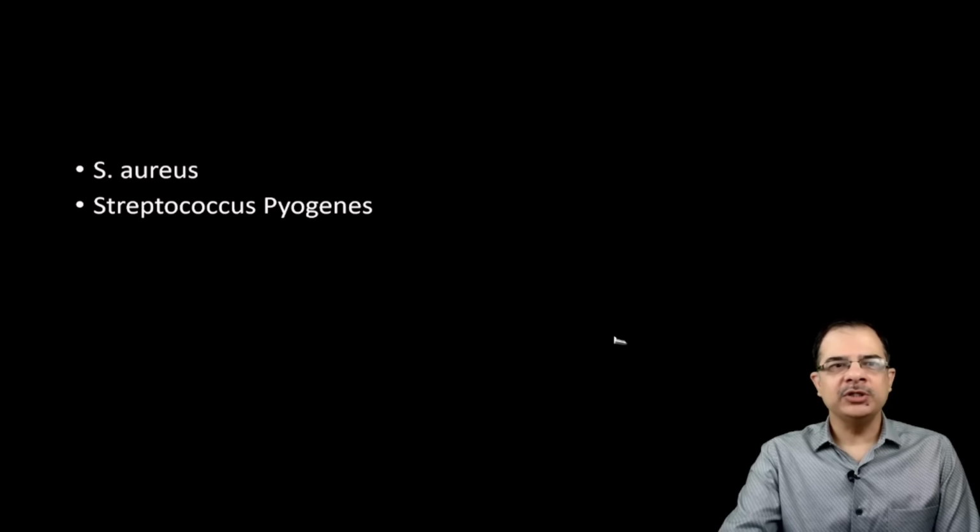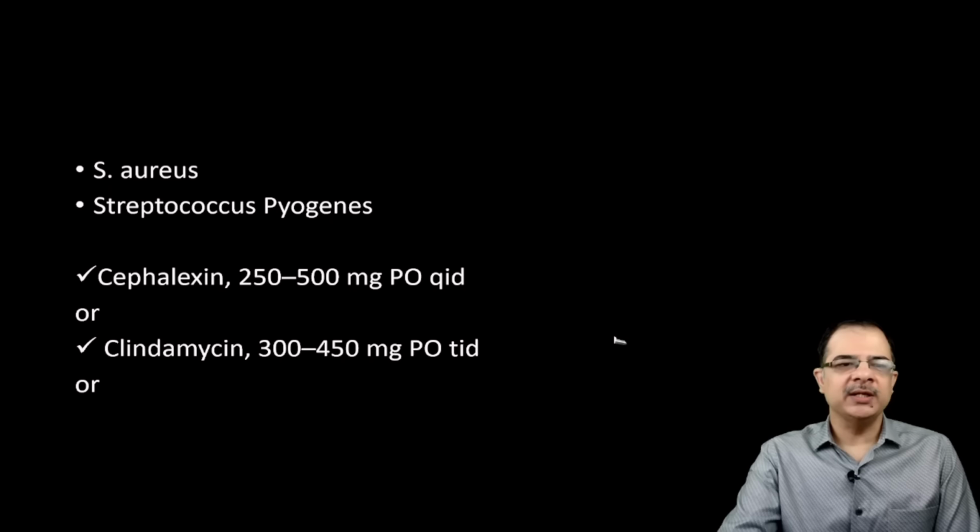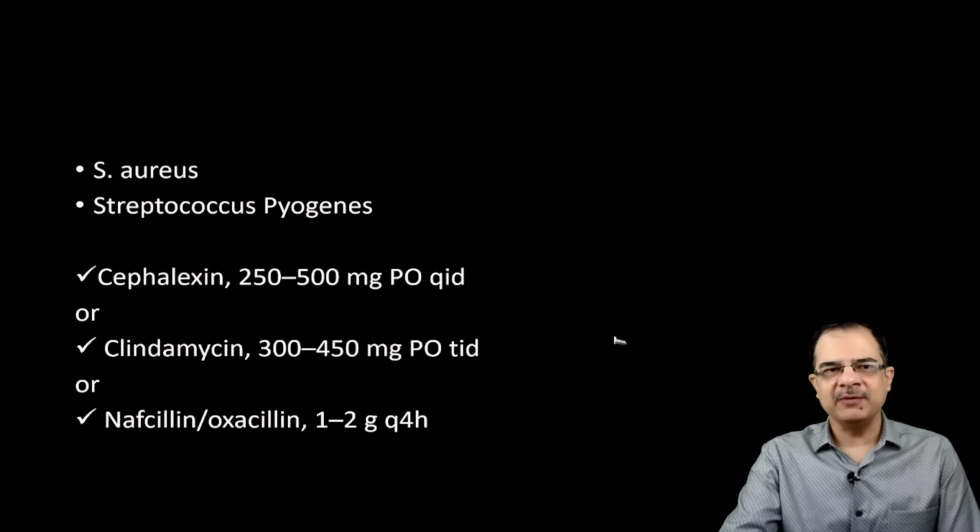Skin and soft tissue infections. Common etiologies are Staph aureus and Streptococcus pyogenes. For antibiotics, we can choose any of those which will cover Staph aureus and Streptococcus pyogenes, like cephalexin, clindamycin, or nafcillin or oxacillin. The duration will depend on the healing; antibiotic will be given for say 7 to 10 days.